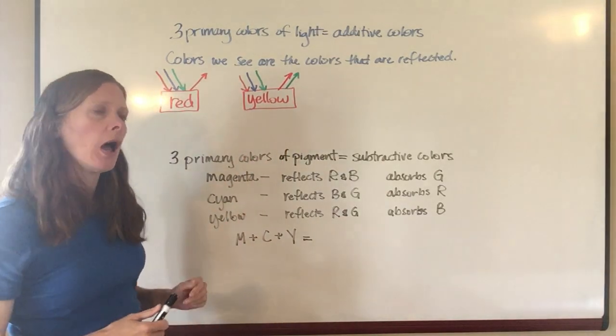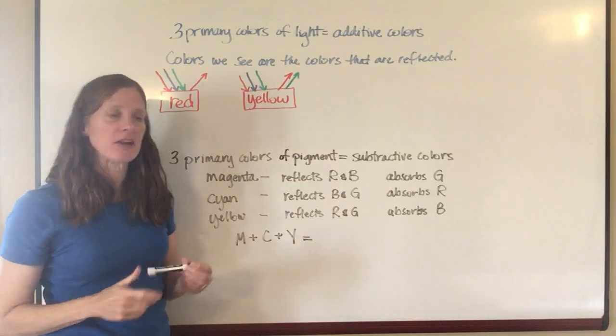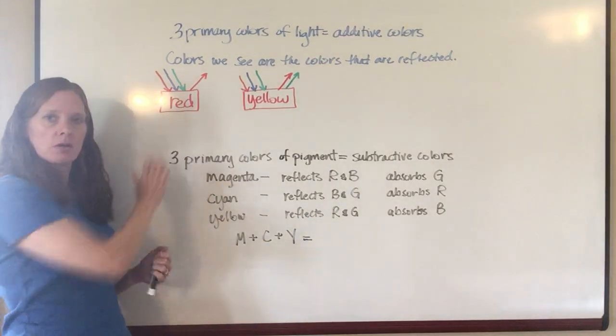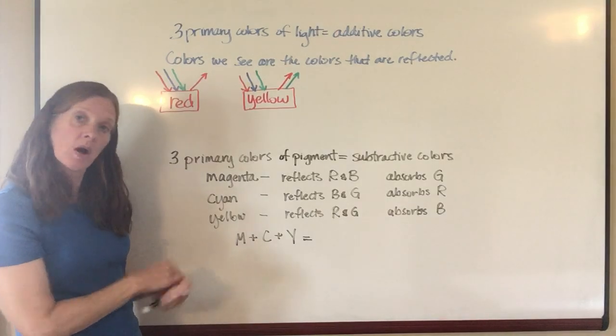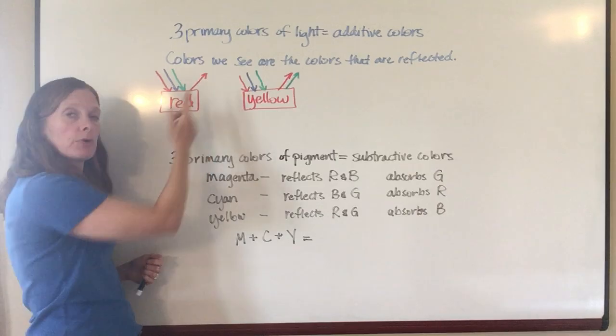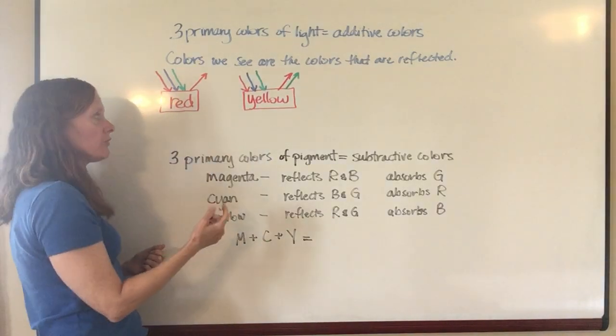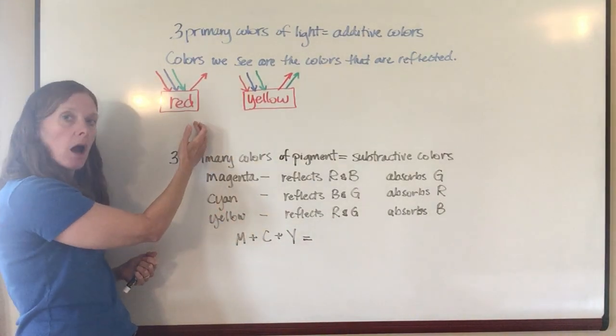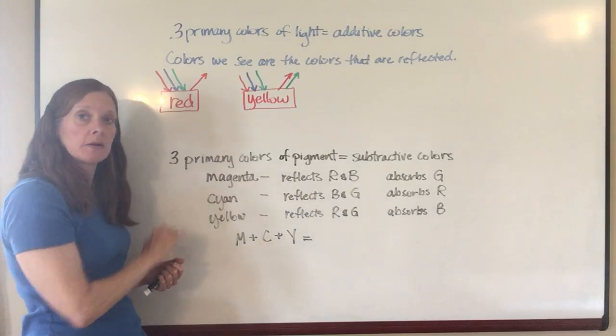So therefore, what would happen if I shine red light on a red object? What color will it look like? Well, a red object is capable of reflecting red light. So if you shine red light on a red object, it's going to look red.